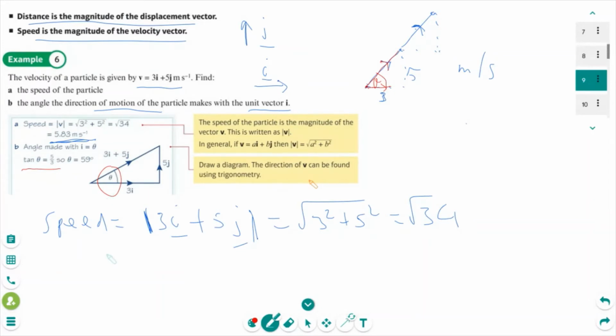If they said with the J vector, you would do something similar. It would be 3 to the right, 5 up. But the J vector is 1 unit upwards. That would be the J vector. So the angle they would want then would be this angle. Again, you can use trigonometry to get that angle. That angle would be the same as this angle. Any questions on that?